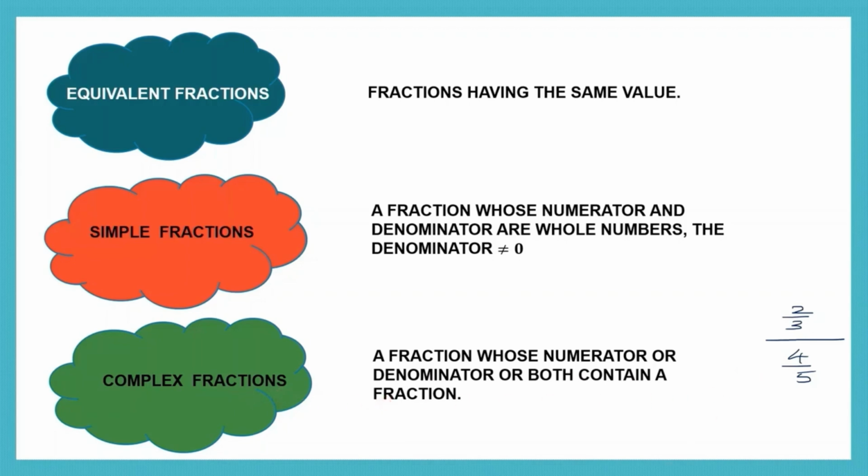Or I can even have only the numerator as a fraction and the denominator as a whole number. 2 by 3 by 4, this is also a complex fraction. Or I can have it the reverse way. I can have denominator 4 by 5 and numerator can just be a whole number like this, 9 by 4 by 5. So whenever there are fractions in the numerator or the denominator or both, such a fraction is called a complex fraction. So based on that, let's answer a few questions.